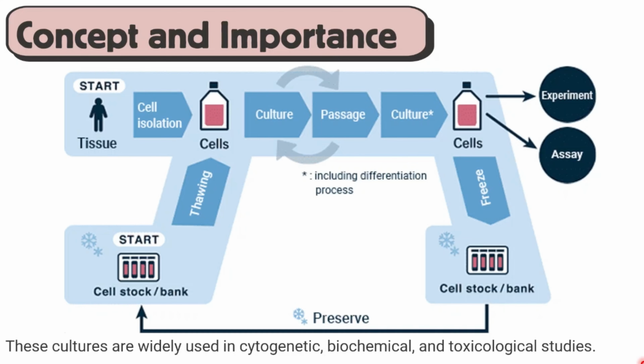Now, the process of the cell culture technique follows this flow chart. We start with isolating the tissues or cells of interest. Thereafter, those cells are cultured or passaged repeatedly as needed, and thereafter, those cells, either during or after culturing or passaging, can be used for experimentation and assays. It is at this point that the research is done, and thereafter, any valuable cell lines that remain can be frozen and kept as cell stock. And when needed, those frozen cells can be thawed and reused. These cultures are widely used in cytogenic, biochemical, and, as we have said before, toxicological studies.